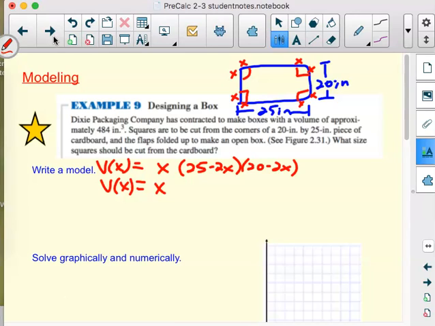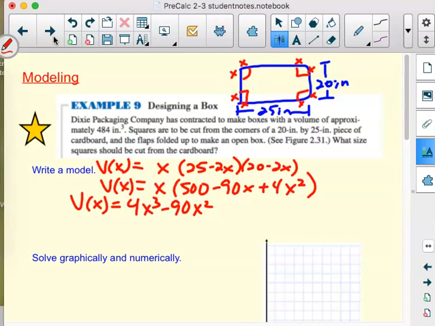So we would go ahead and use FOIL on what we see for the 25 minus 2x and the 20 minus 2x. So 25 times 20 is 500, and then outside times outside would be minus 50x. Inside times inside would be minus 40x, so minus 90x plus 4x squared. And then I'm going to go ahead and distribute the x, but while I do that, I'm also going to put these in standard form. So I'm going to have the highest power first. So x times 4x squared would be 4x cubed. x times minus 90x will be minus 90x squared. And then x times 500 would be plus 500x. So here's our model, minus one piece.